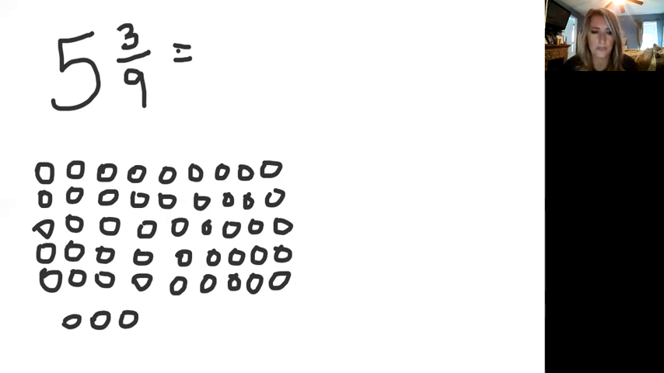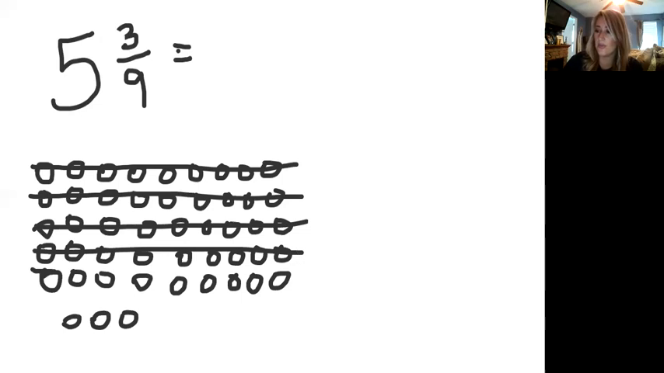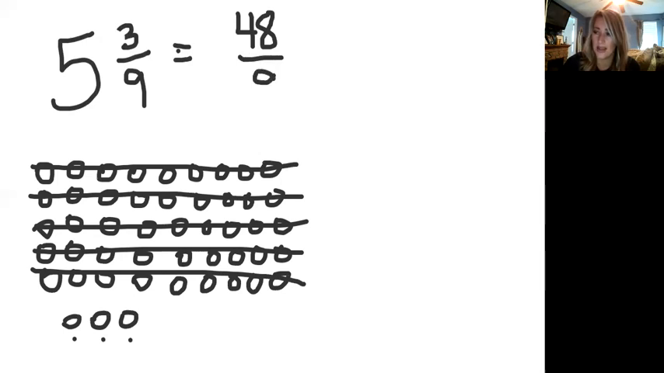Okay, it's important. So now my job is just to count how many circles there are and tell how many ninths that would be. So I know that there are 9 in each one of these rows, so I'm going to skip count by nines. 9, 18, 27, 36, 45, 46, 47, 48. There are 48 circles here. Each one of those circles represents a ninth. So it's 48 ninths.